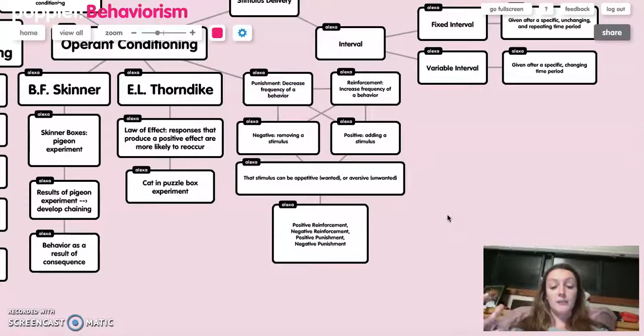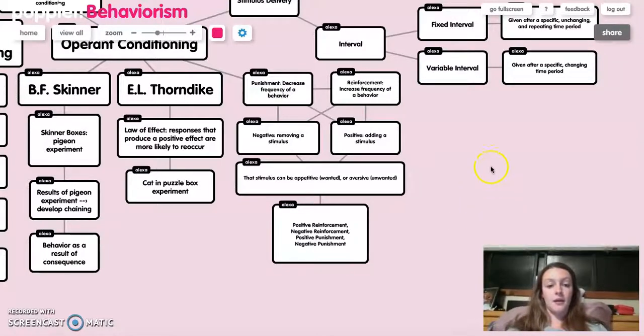As far as the negative punishment goes, you are removing a wanted stimulus from the situation in order to decrease the frequency of a behavior. So a negative punishment would be if I slammed the door in my bedroom so my dad came by and took the door off its hinges. I've lost the privilege of having a door. Because they want to decrease the behavior of me slamming my bedroom door, they removed the door from its hinges, and that door is a privilege. So they're removing a wanted stimulus.